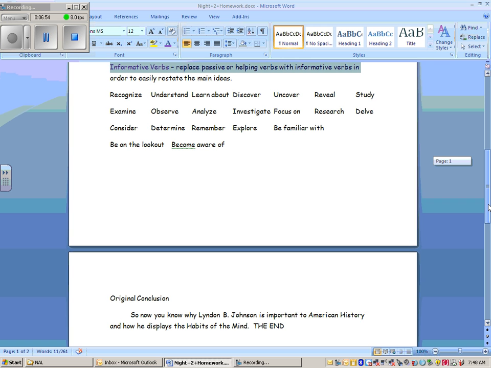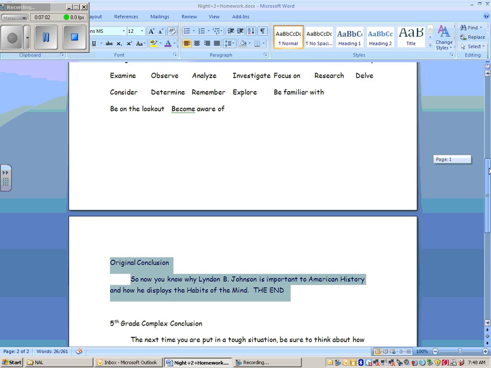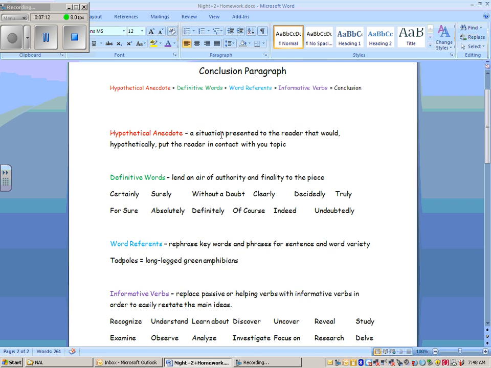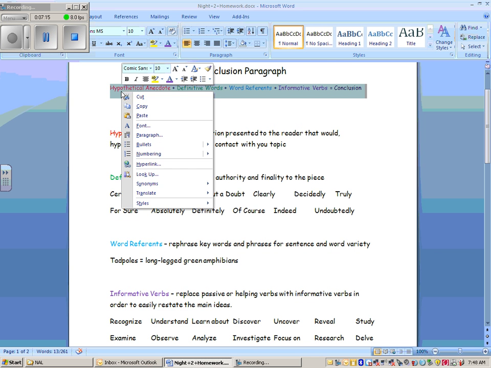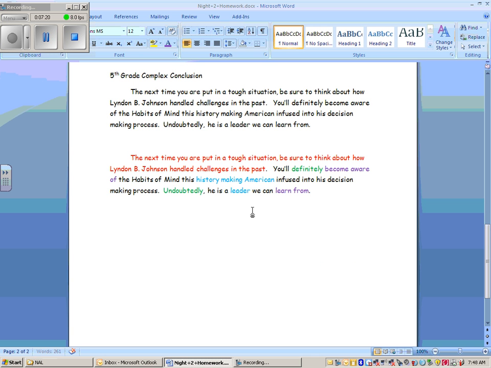So let's look at my original conclusion again. So now you know why Lyndon B. Johnson is important to American history and how he displays the habit of the mind. Now I have written my complex conclusion, and right underneath it I color-coded it for you so that you could see the equation. I'm actually going to copy and paste the equation down here at the bottom for you as well so that you can see where I included each part. So my hypothetical anecdote: the next time you're put in a tough situation, be sure to think about how Lyndon B. Johnson handled challenges in the past.